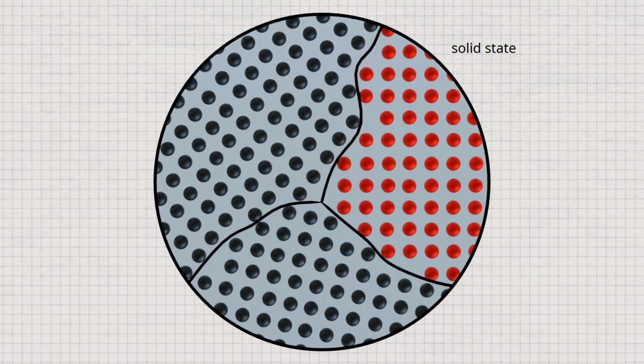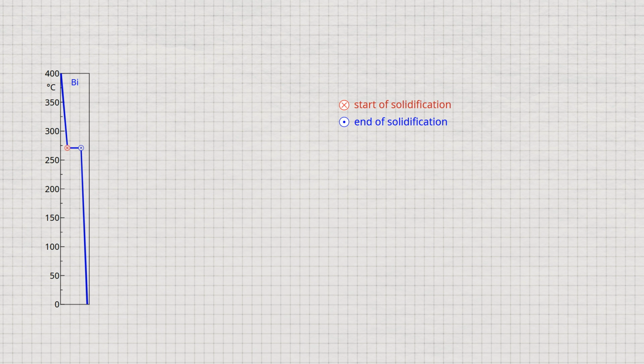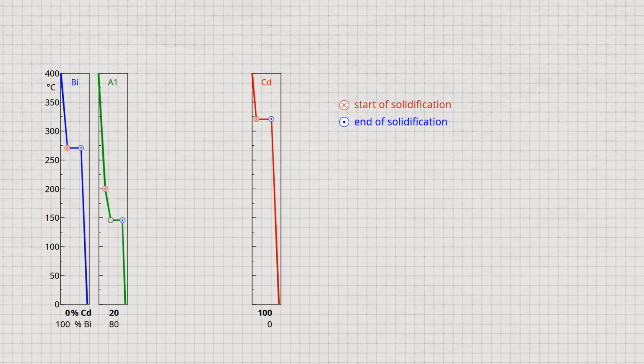As already explained in the video on solid solution alloys, pure substances usually show a constant temperature during solidification. The section where the line of the cooling curve is horizontal is called thermal arrest. For bismuth, the solidification temperature is 271 degrees Celsius, and for cadmium it is 321 degrees Celsius. However, when the two metals are mixed in the molten state, the cooling behavior changes. For example, if 20% cadmium is added to bismuth, the cooling curve will show a period where the cooling is slowed down and a period where the temperature remains constant.